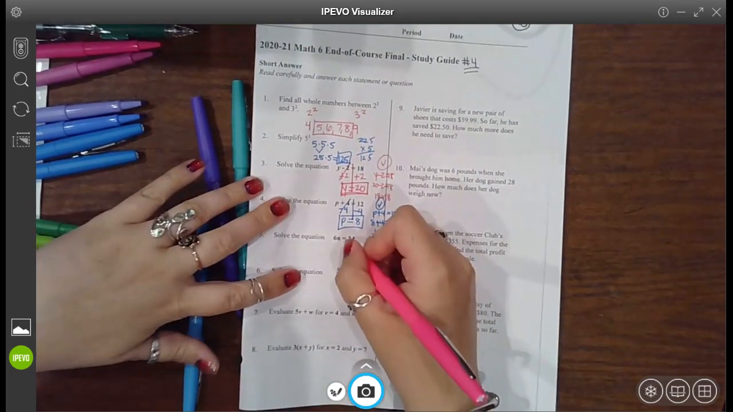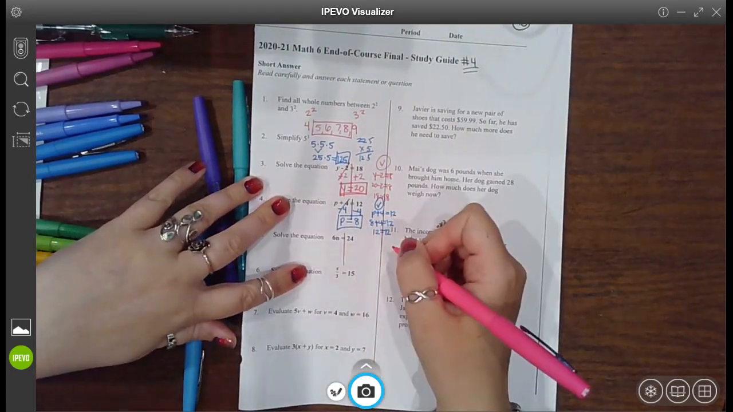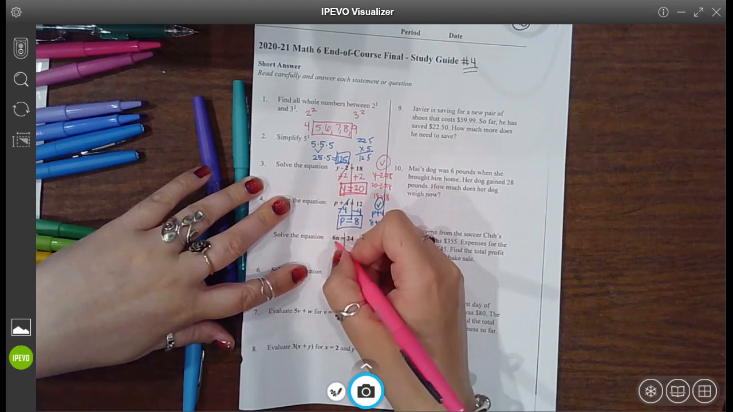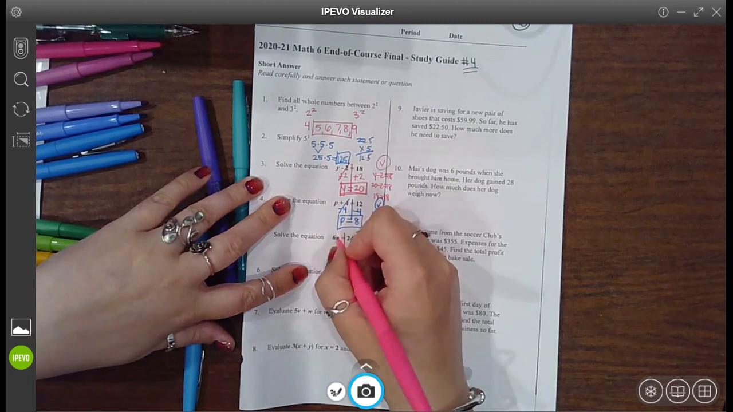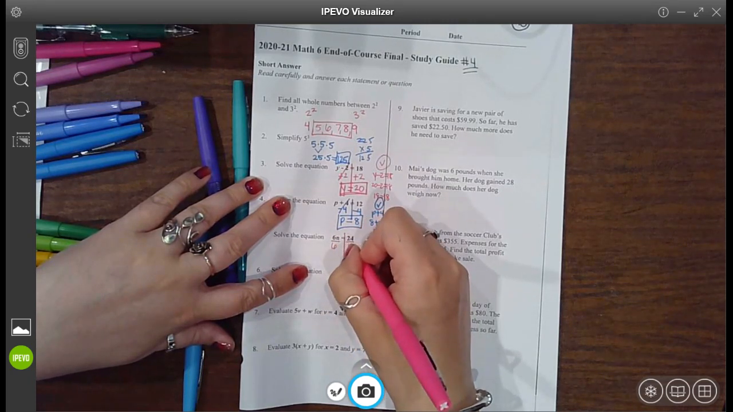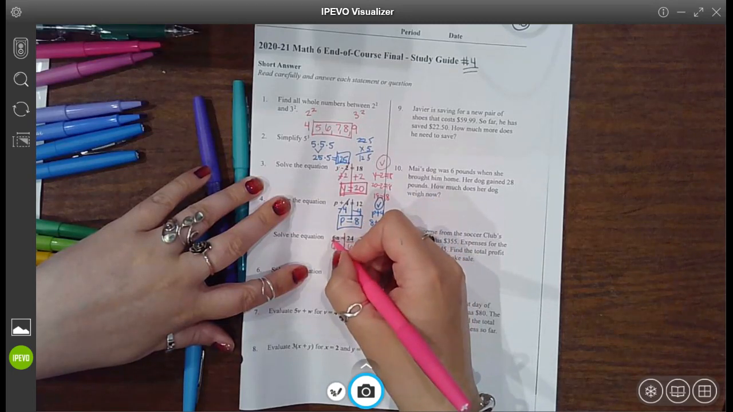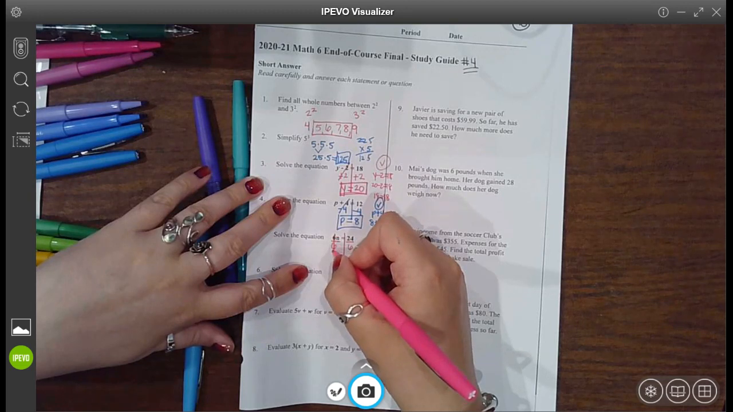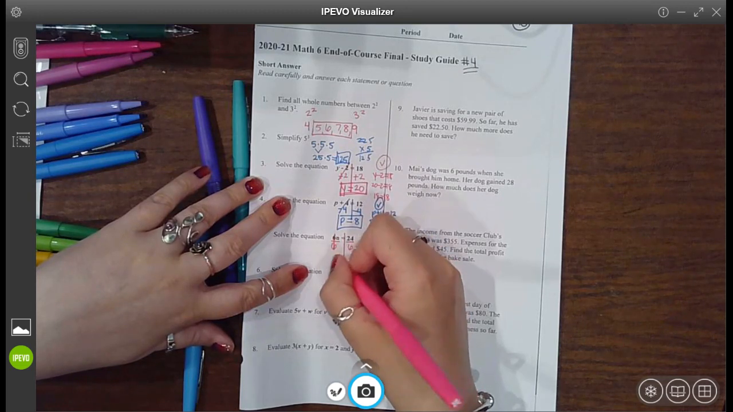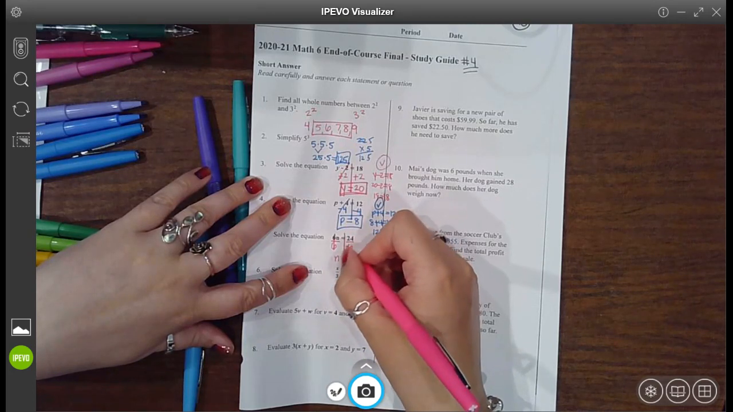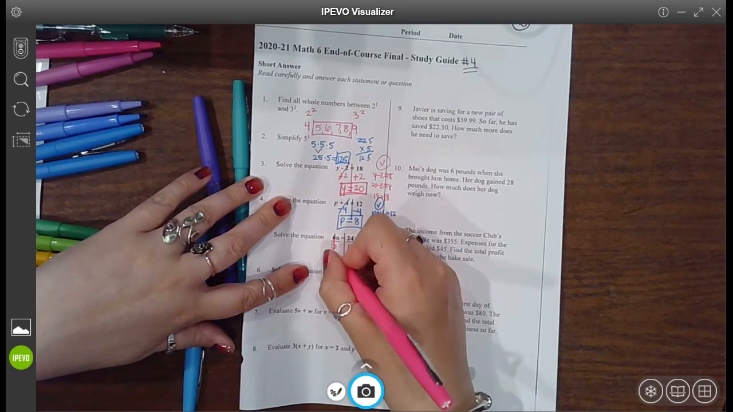Okay. This time, what's happening with the 6 and the n? They're being multiplied, because when you have no sign between a number and a variable, when they're touching, that means they're being multiplied. So the inverse of multiplying is to divide. The reason you do that is because anything divided by itself is 1, right? 6 divided by 6 is 1. So now you have 1 times n, or just n. So divide the other side by 6. 24 divided by 6 is 4.